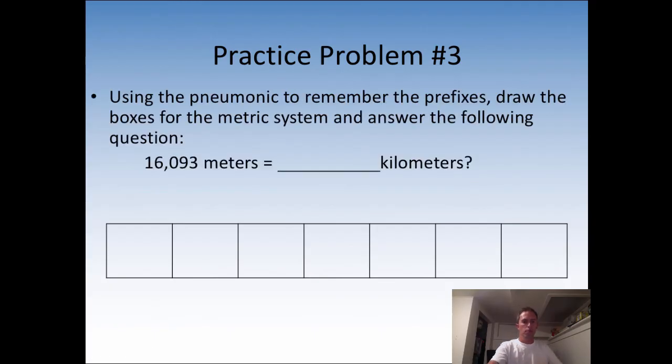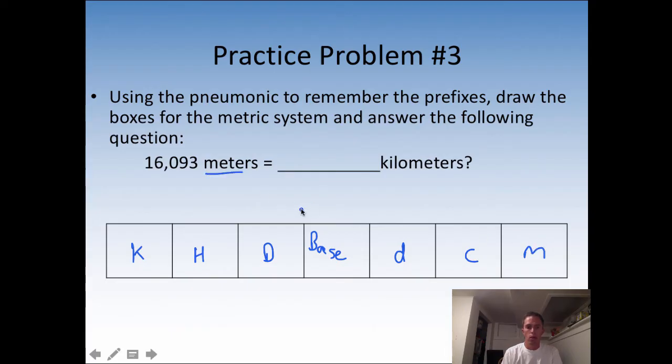Okay, practice problem number 3. This one says we have 16,093 meters is equal to how many kilometers? So again, let's go through. Killer hippos die by drinking chunky milk. Okay, we're in meters. Well, where's the meter box? This M stands for milli. Remember that the base units for the metric system are the meter, the liter, and the gram. And so if it's at meters, we are in this box right now.